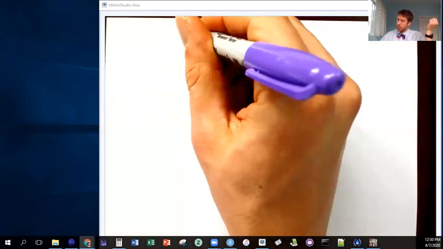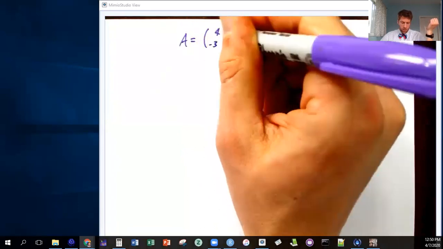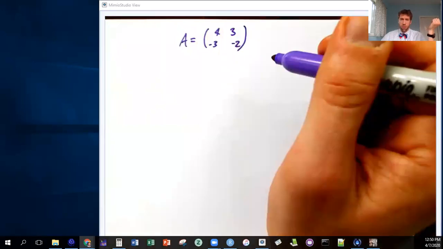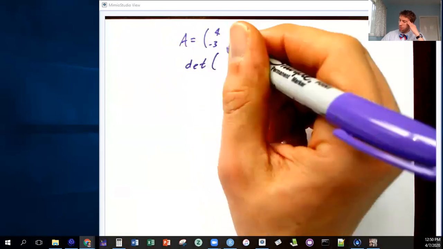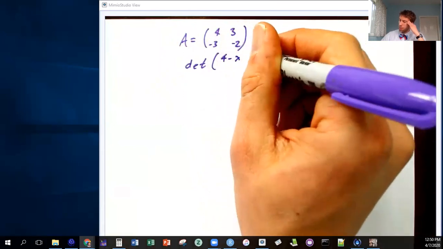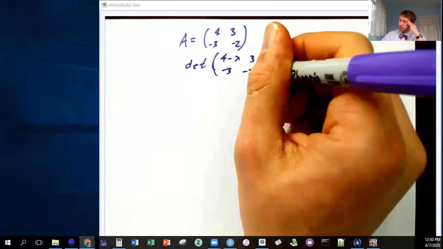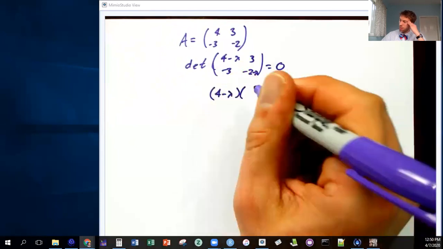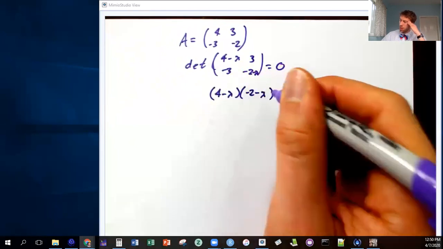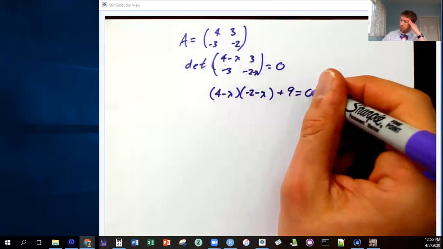All right, now we're going to do activity 352. This one, A equals [4, 3; -3, -2]. So this ought to have some repeated eigenvalues. The determinant of (4 minus lambda) times 3, -3, (-2 minus lambda) equals 0. So then (4 minus lambda) times (-2 minus lambda), and then minus -9, so it's plus 9 equals 0.